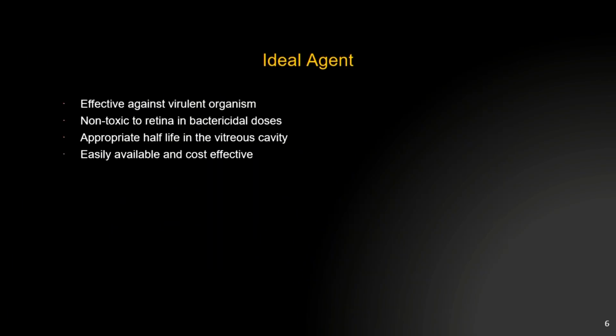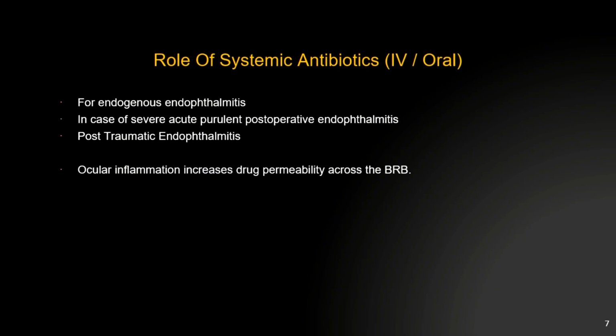So what is an ideal intravitreal agent? It should be effective against the virulent organism. It should be non-toxic to the retina in bactericidal doses. And an appropriate half-life in the vitreous cavity should be there, especially in inflammatory pathology such as endophthalmitis. The half-life usually is longer compared to a normal eye because of the blood-retinal barrier, and the elimination of the intravitreal agents is reduced in inflammatory eyes. And it should be easily available and cost-effective.